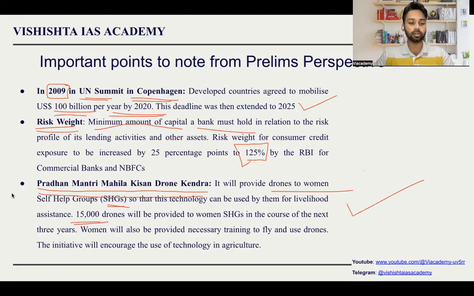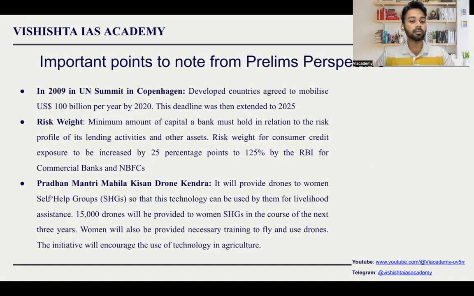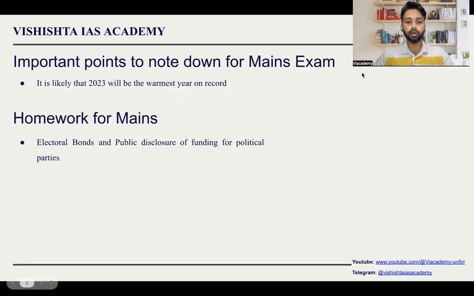This point is important for your prelims examination. This particular scheme can be used by you in your mains examination also. It adds a lot of value. Some important points to note for your mains examination: 2023 is going to be the warmest year on record. You can use this point when you get questions from an environment perspective.